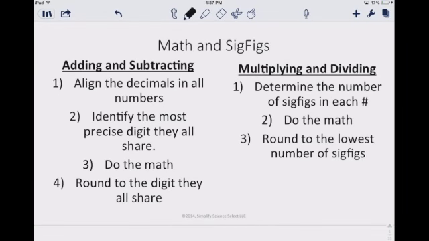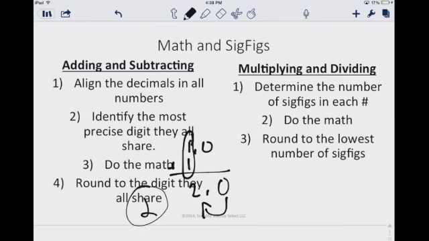But here's the math with significant figures. So how we do math with it. With adding and subtracting, all we do is align the decimals, identify the most precise digit they all share, and then do the math and round to the digit they all share. So an example of this would be 1.0 plus 1. We add those up. The one digit that they all share is right here. So when we add that up and get 2.0, we would just round to here. So the correct number of significant figures would just be 2.